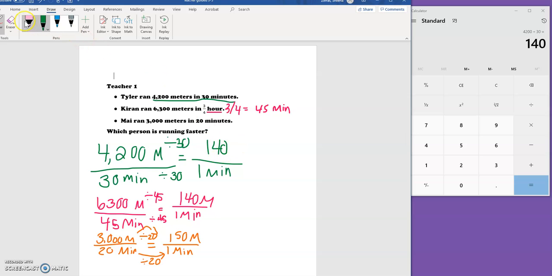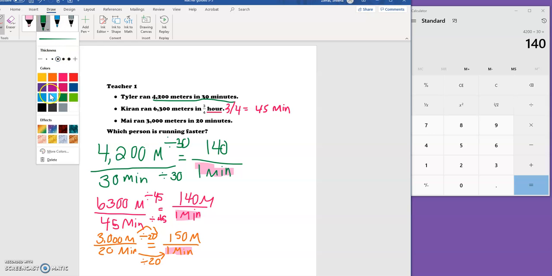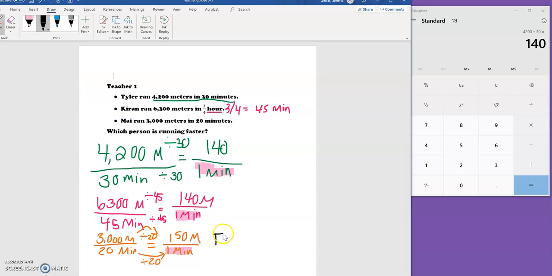Now that we have a unit rate, meaning right now they have 1 minute in common, we can compare how far they can go at the same amount of time. Okay, if I'm looking at this and I'm trying to decide who is the fastest, the person that can run further in 1 minute is going to be the fastest. So the furthest distance is our Mai, and she is going 150 meters.